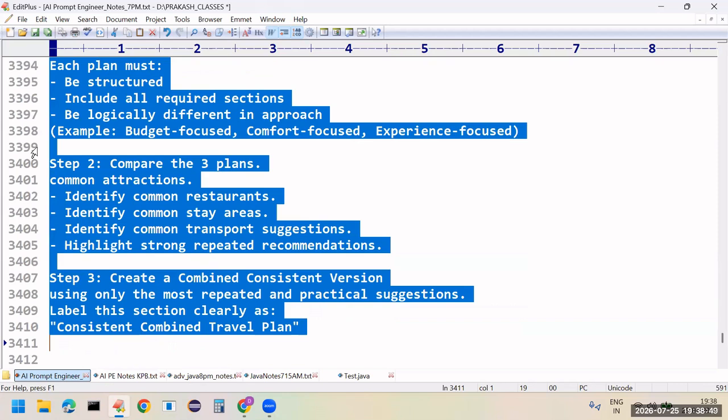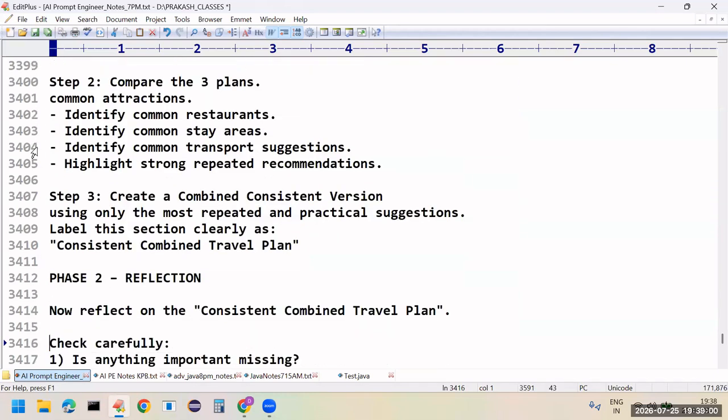Yes, sir. We are asking for different approaches. We are asking them to compare, and I am asking them to generate consistency. Clear? Yeah. Clear. Now in phase 2, reflection.